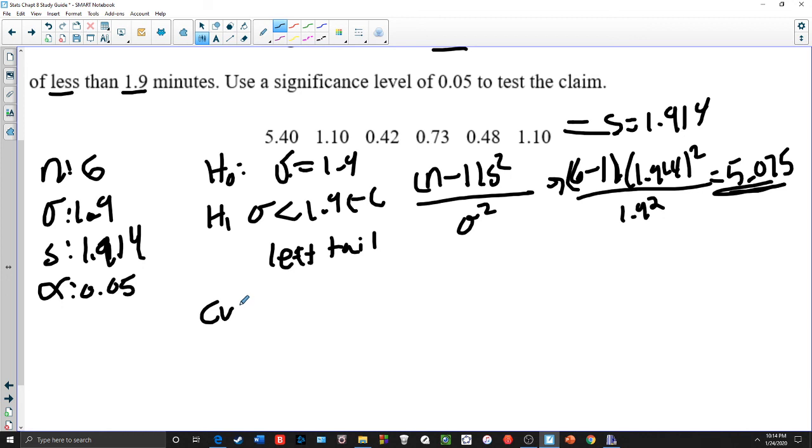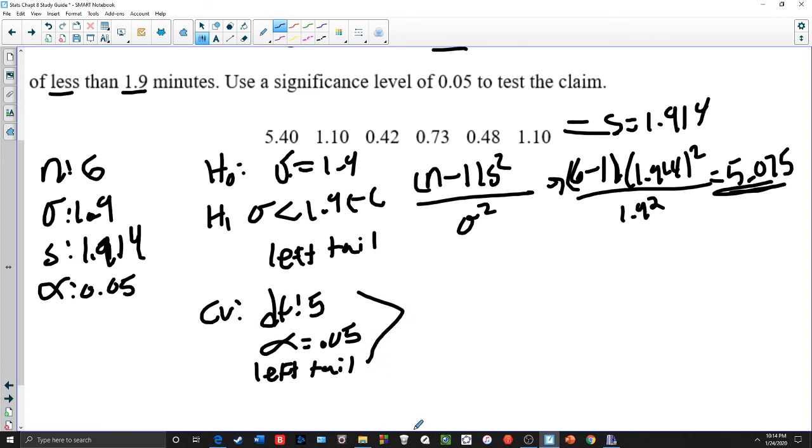So to find my critical value, I need my degrees of freedom. Degrees of freedom in this case is 5, because it's 1 less than n. I need my alpha, which in this case is the standard 0.05. And I need the tail, so left tail. So I'm going to combine all this information and get my critical value.